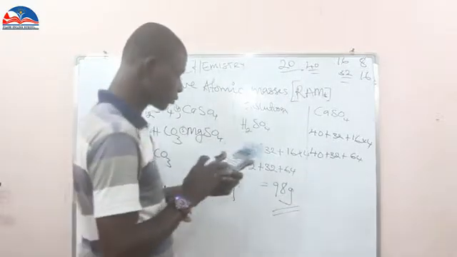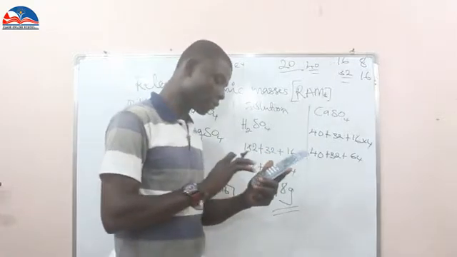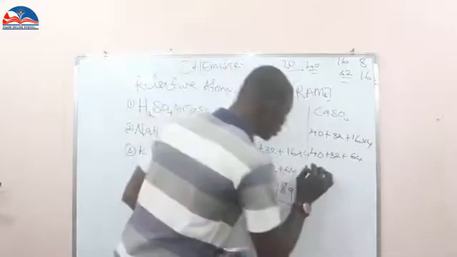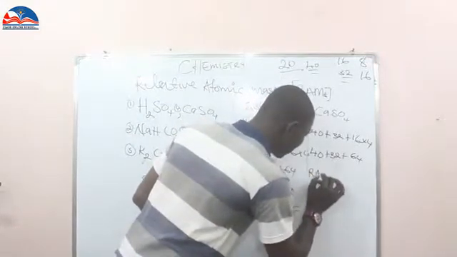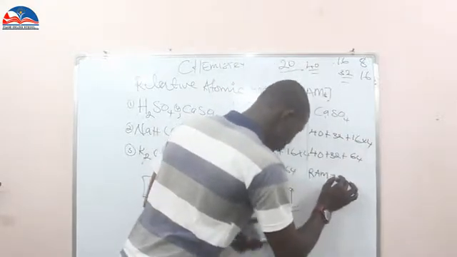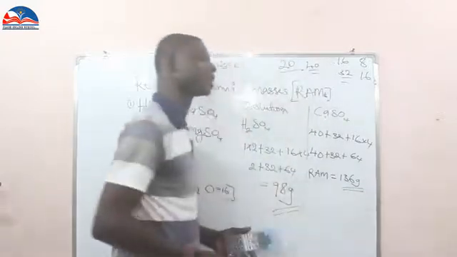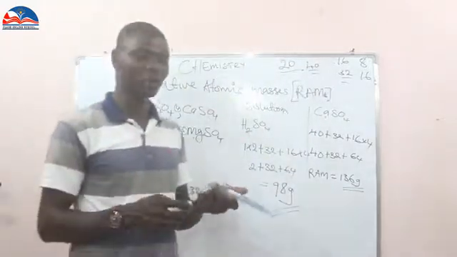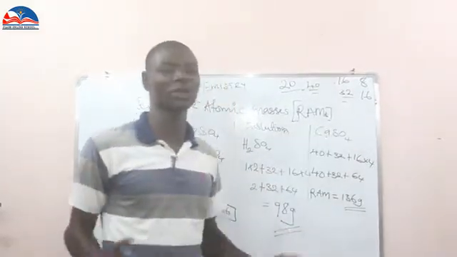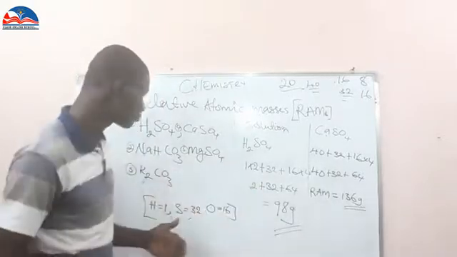Now I'm going to have 40 plus 32 plus 16 times 4, which will give me 64. 64 plus 32 plus 40, 136. Therefore, the relative atomic mass of this calcium tetraoxosulfate 6 becomes 136 gram. And that is the answer. Very simple. But the fact is that if you don't know all those masses, you find it difficult. That's why I encourage you to know the masses.